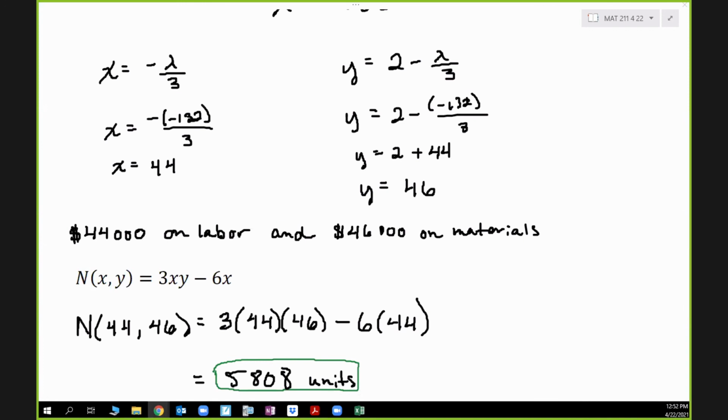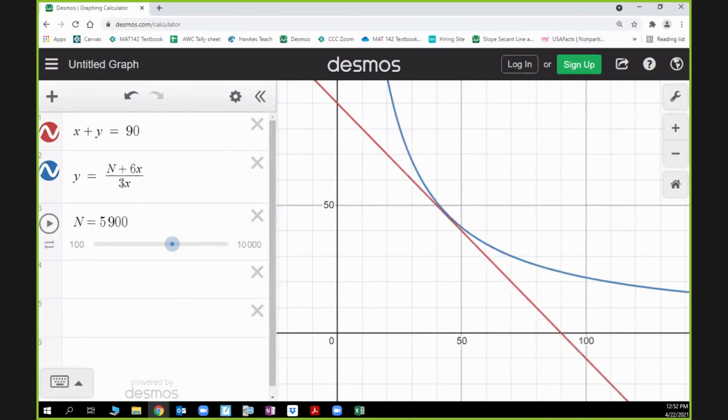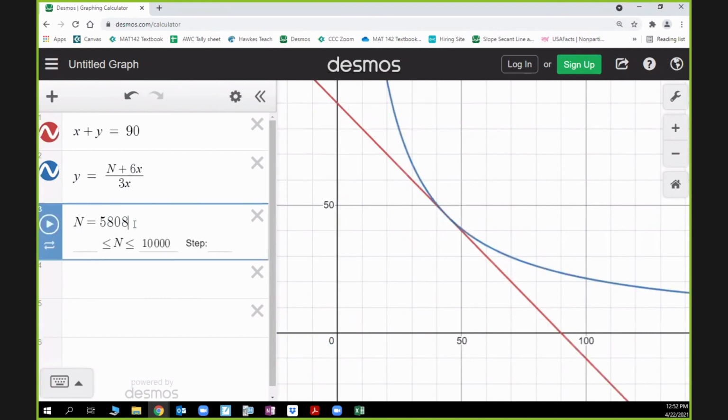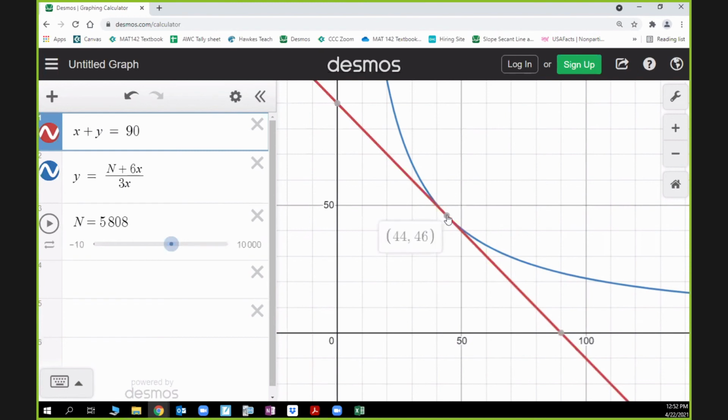So let's go back and look at that graph that we were looking at and see if this all matches up. Hopefully it does. So N we just found is 5,808. When I put in that value of N, it looks like these two are just barely touching right at a tangent point. If I click on this, Desmos automatically brings up their intersection point, and it's just 1 point, which means it's definitely a tangent. And 44 and 46 are the X and Y values.